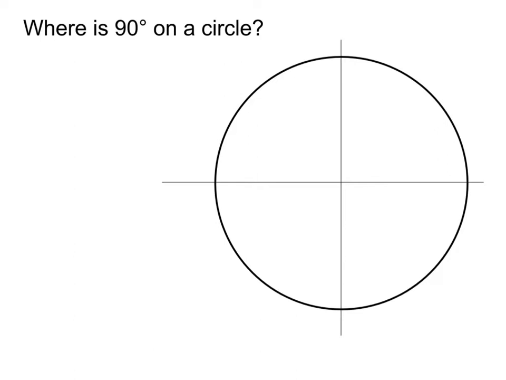Because if I, for instance, decide that I want to start going straight up and then going this way around the circle, I'm going to end up with a very different description of where an angle is than if I started, say, going this way and then went around this way. We'd end up with very different descriptions.